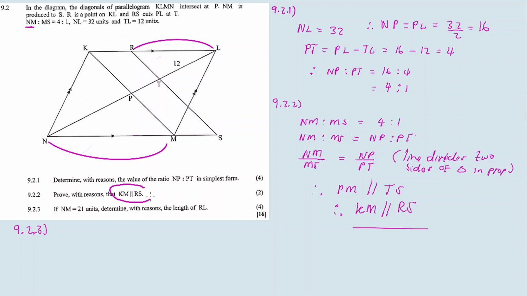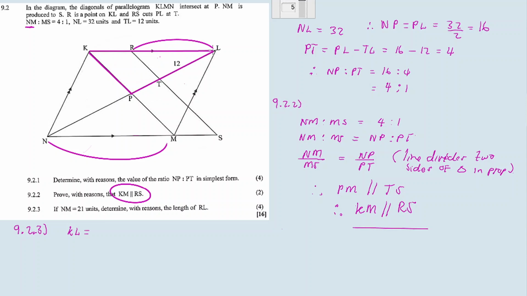But we just proved that KM is parallel to RS. So we need to choose a triangle and apply the proportionality theorem so that we calculate RL. It makes sense to use this triangle here. I'm dealing with KL. I need the length of KL.